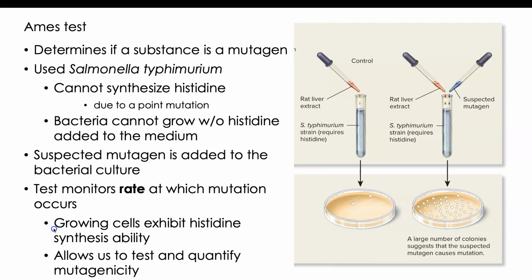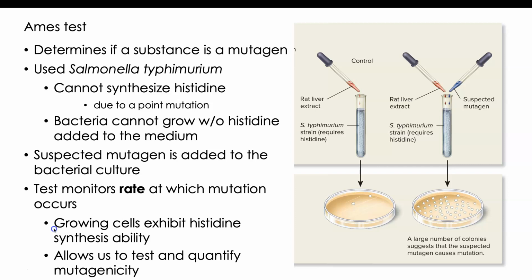If you expose that same population to a mutagen, your hypothesis is that the mutation rate would increase. You would see more mutants in that population with the mutagen than you would see in the population without the mutagen. You're still going to see mutants in both populations. And so that's an important idea to keep in mind when you think about the Ames test.